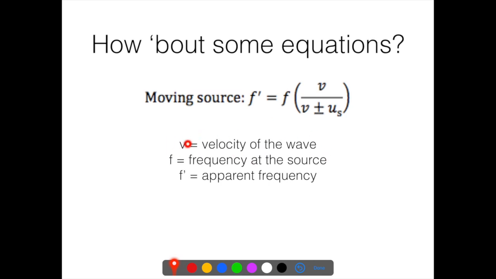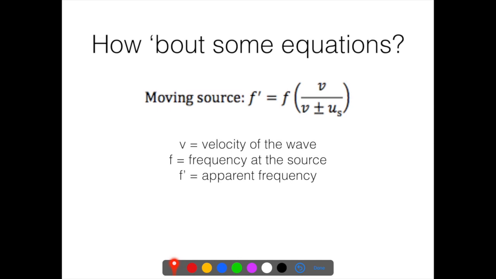We've got V, which is the velocity of the wave, so that's on both the top and the bottom. We've got F prime, or F apostrophe, which is the apparent frequency. That's what's being heard by the observer because of the moving source. And then you've also got Us, which is the velocity of the source, so that's the speed of the source. Now it's a plus or minus because we saw that when the source was moving, the guy on the right got a higher frequency, the guy on the left got a lower frequency.